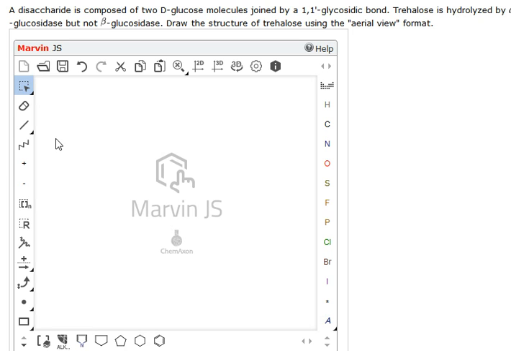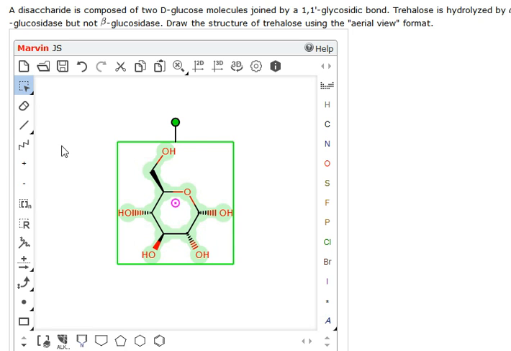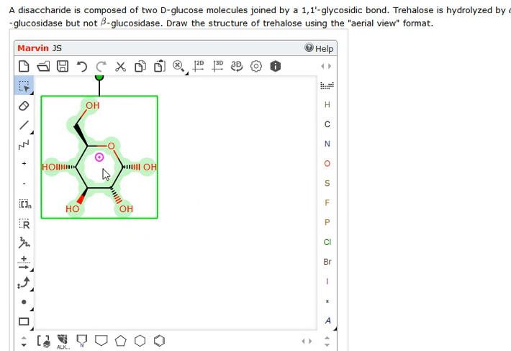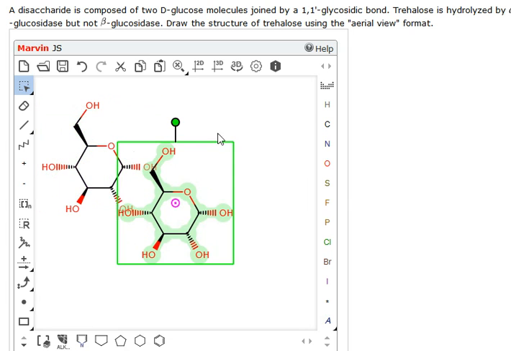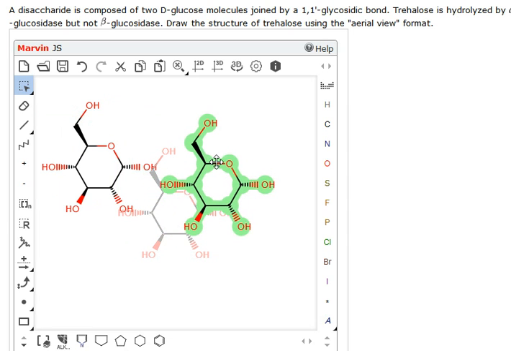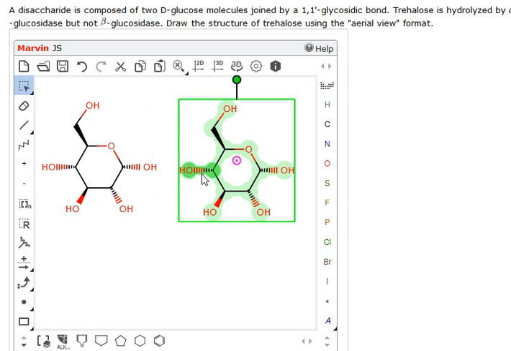So here, I'm going to put in glucose. We know we're going to have two fragments of glucose linked together, so I'll put the second fragment in. There we have them. I drew them both as the alpha anomer since they're both going to be linked. The glycosidic linkage is going to have an alpha linkage.